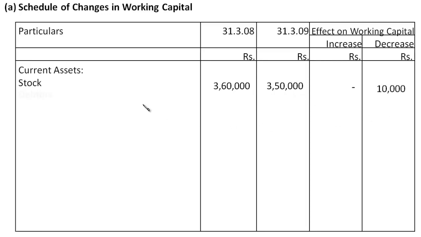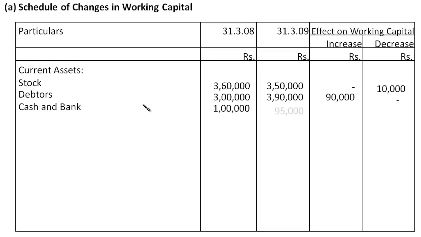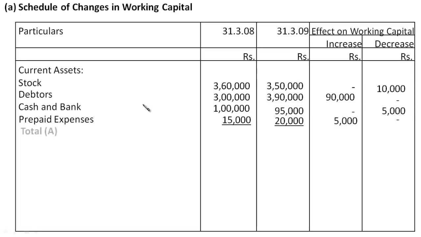Next item, debtors, 3 lakh to 3,90,000. So the debtors value has increased by 90,000. Then cash and bank balance from 1 lakh has moved to 95,000, so there is a decrease of 5,000. Then prepaid expense from 15,000 has moved to 20,000, so there is an increase of 5,000. So you have the totals 775 and 855. So there is an overall increase.